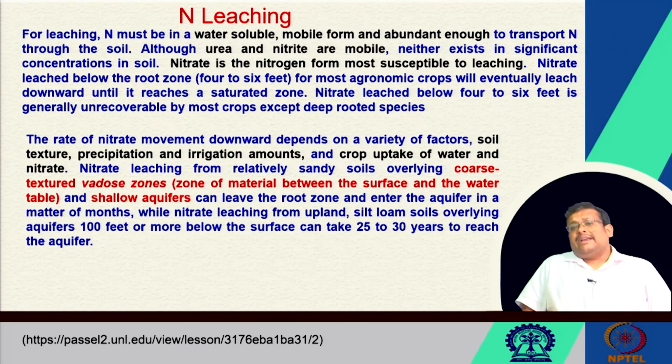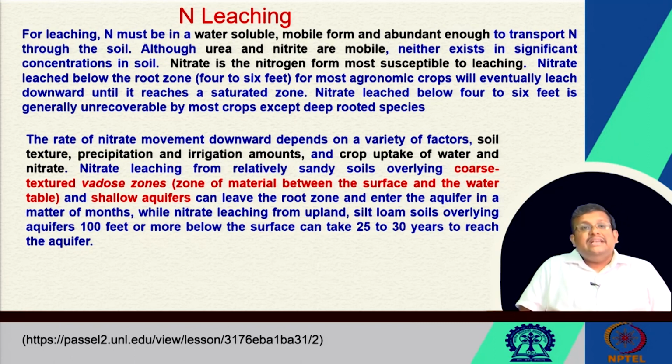Another important pathway of nitrogen loss is nitrogen leaching, specifically nitrate leaching, because nitrate is a major inorganic form of nitrogen which is generally lost by leaching. For leaching, nitrogen must be in a water soluble mobile form and abundant enough to transport nitrogen through the soil. Although urea and nitrite are mobile, neither exists in significant concentration in soil. Nitrate is the nitrogen form most susceptible to leaching.